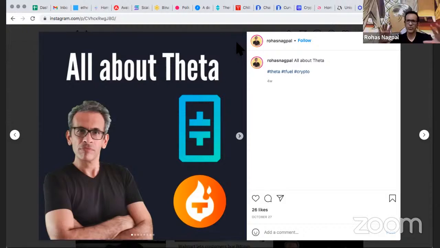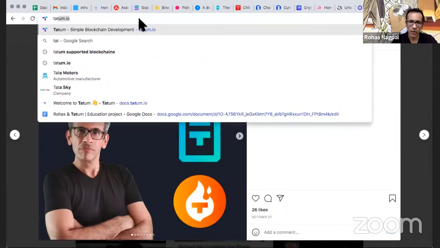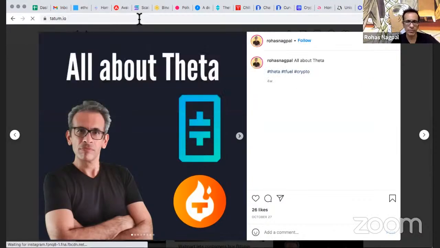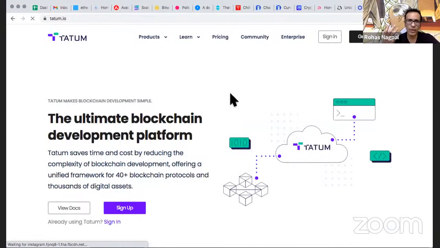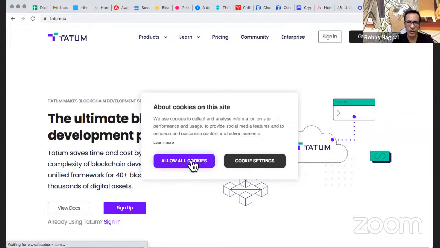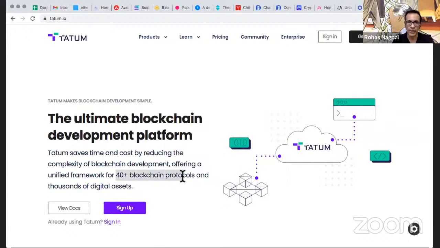So today I just wanted to briefly give you this overview. Tomorrow we are going to have a guest speaker from Tatum. Their CTO is going to be speaking to you, and he's going to be explaining how Tatum really works. I'll just give you a very brief introduction. So Tatum provides a very nice development platform, and they've already connected to about 40 blockchain protocols. That means you don't have to individually go and learn different APIs of them. You can straight away do it from the Tatum network.